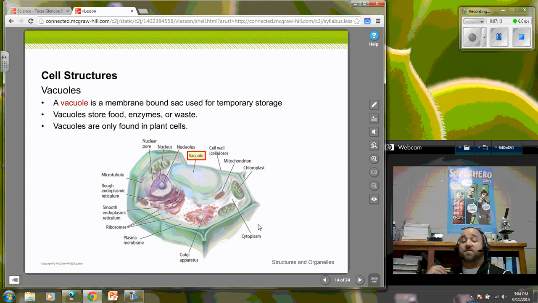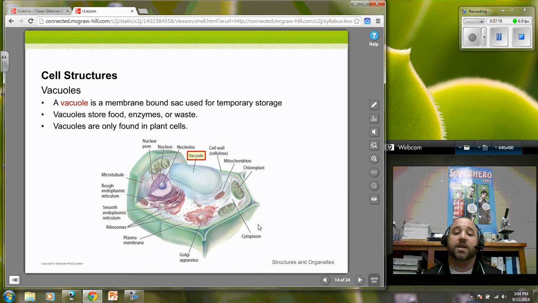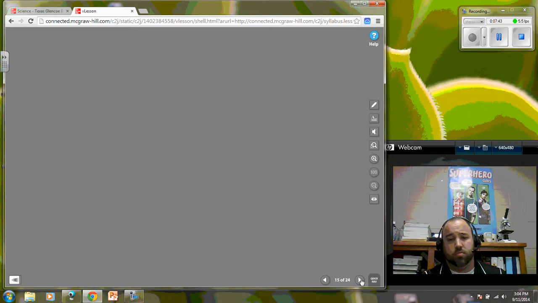All right, next one is vacuoles. Vacuoles are a membrane-bound sac that's used for temporary storage. They store food, enzymes, and waste. Vacuoles are only found in plant cells. That is not correct. Sometimes you can find them in animal cells because they're everywhere. But animal cells don't necessarily need them as much. Vacuoles use that to increase what we call turgor pressure, which makes a plant nice and rigid and sticking out, versus no turgor pressure causes them to wither. So make sure you understand that.